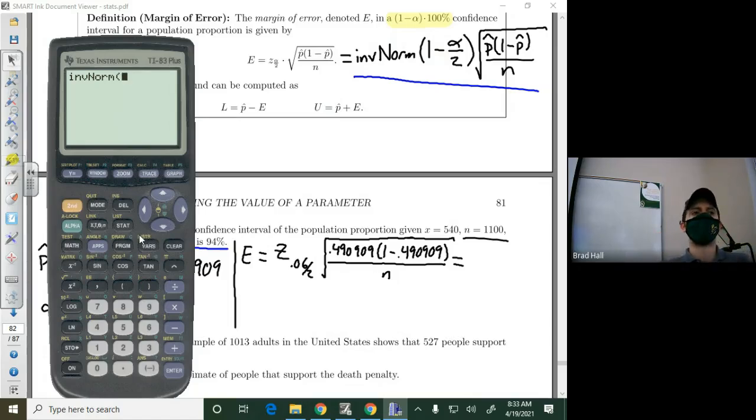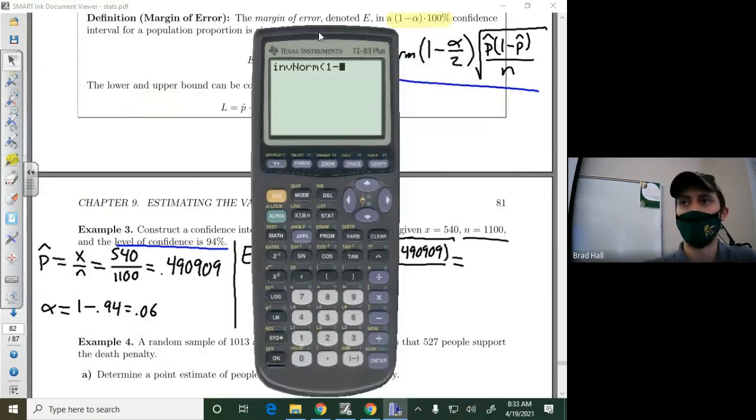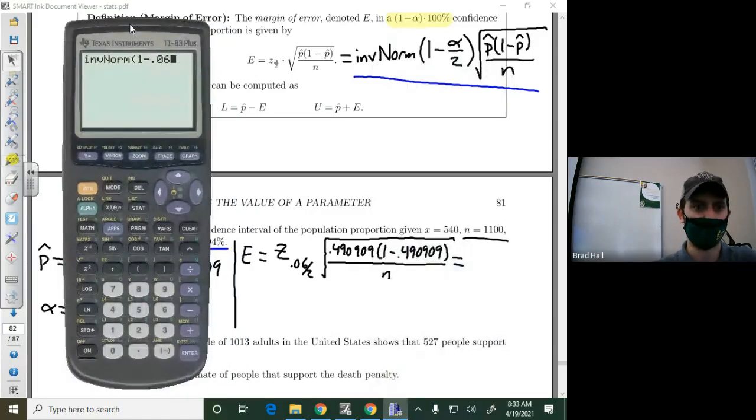So when we did inverse norm before, it needed 3 parameters. It needed 3 numbers. But we are on a very specific assumption here. So all we're going to do is give it 1 number, just like how I have it written up on the top of the screen here. 1 minus alpha over 2. We found alpha to be 0.06. 0.06 divided by 2. Close off the parenthesis because we found alpha to be 0.06.